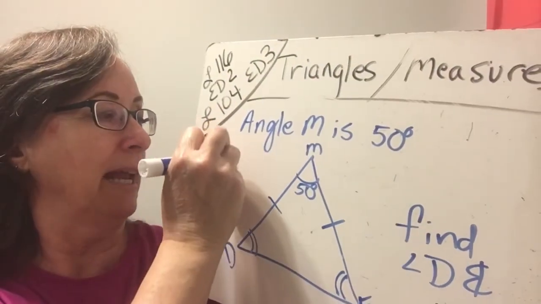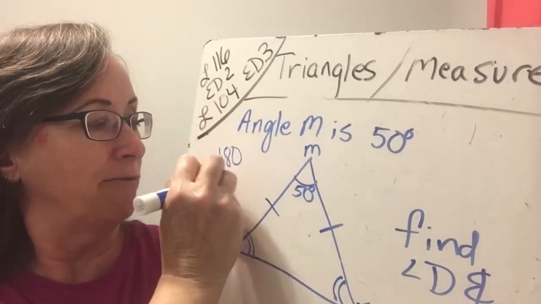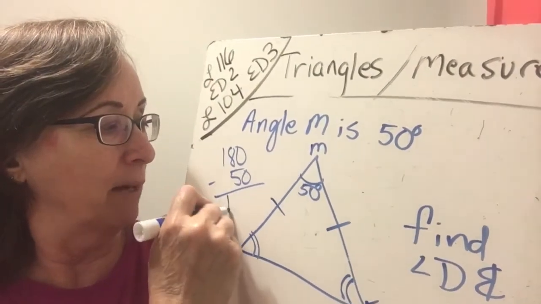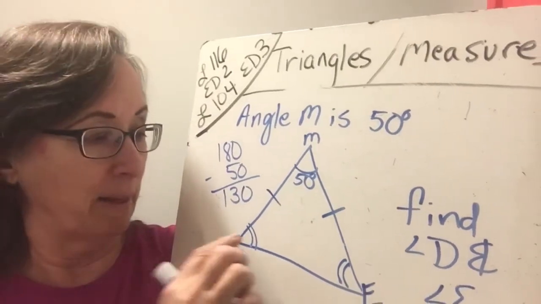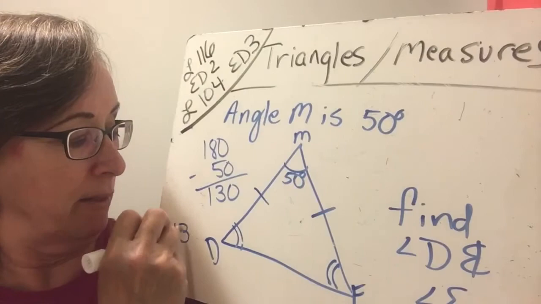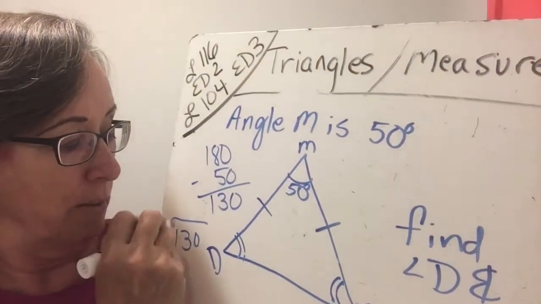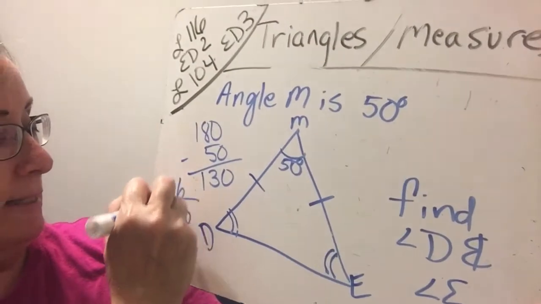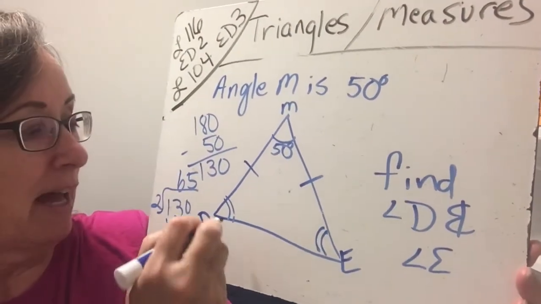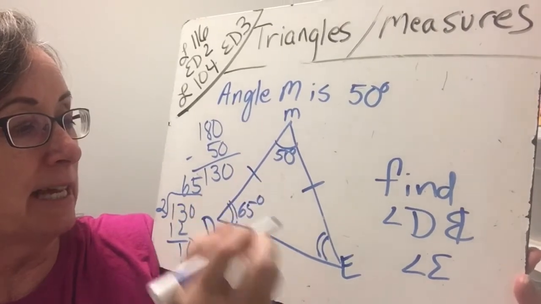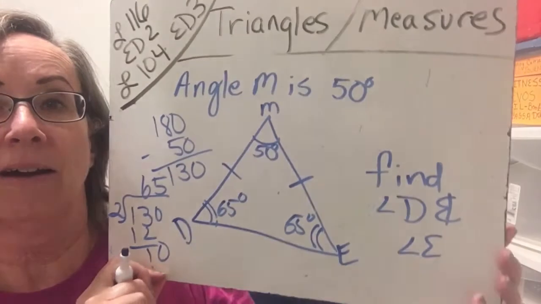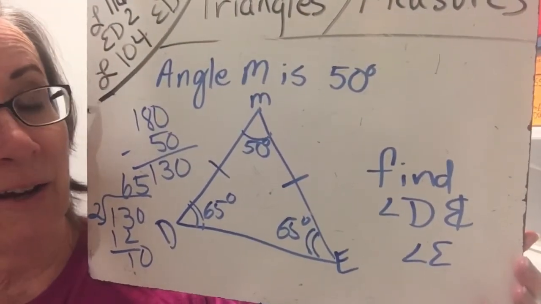So we have 180, take away the 50 that we already know is spent on this angle, and we get 130, but that's got to fit into two equal angles. So we divide 130 divided by 2, and we get 65. So this is 65 degrees and 65 degrees. And we are done with this lesson.